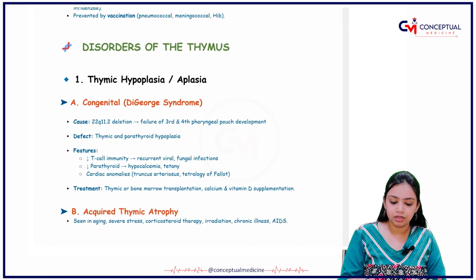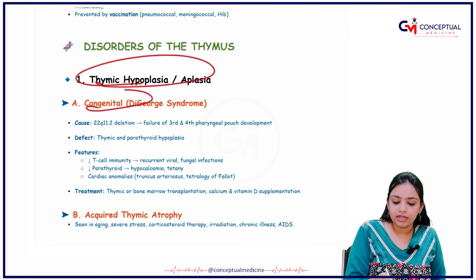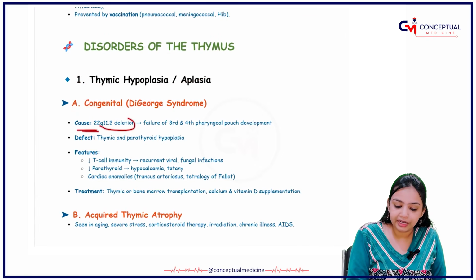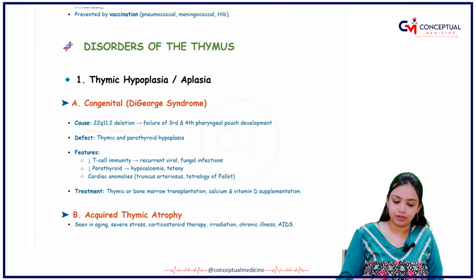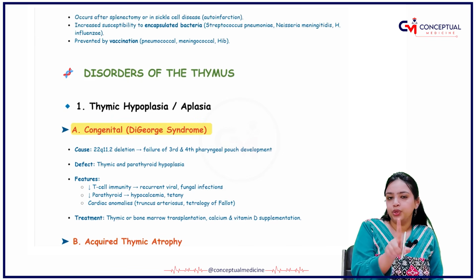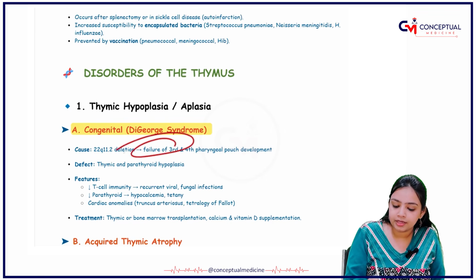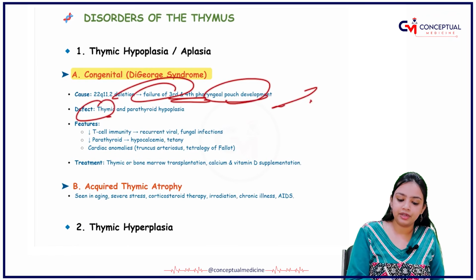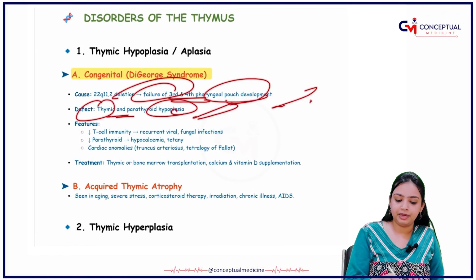For that, first thing you have is the congenital, that is your DiGeorge syndrome. So the cause is 22q11.2 deletion. I have also told you in the genetic section, I guess, that there is failure of the third and fourth pharyngeal pouch. What is the defect? There is defect in thymic and parathyroid hyperplasia.